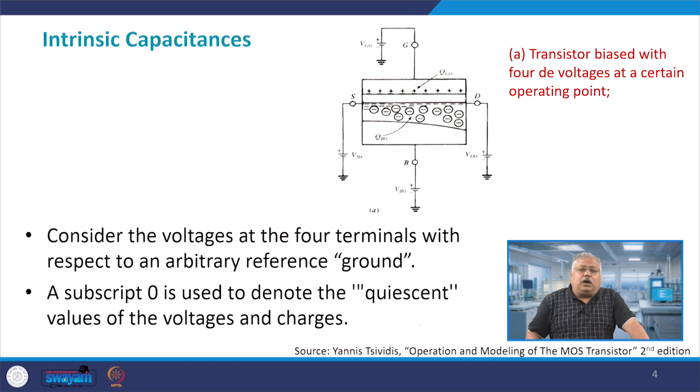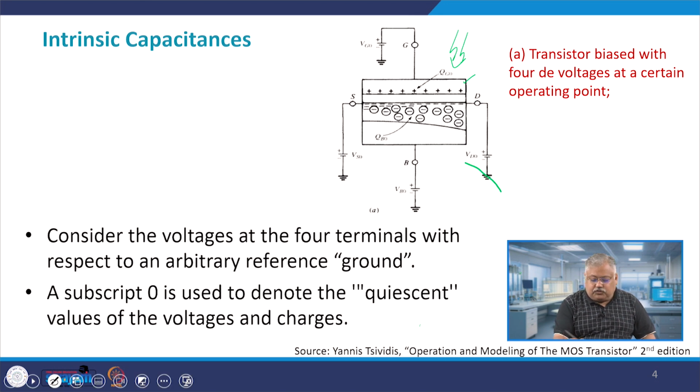So, how do we find out the intrinsic capacitances? We apply a DC bias to the MOS device, assuming it to be a 4 terminal device. If you look very carefully at this figure, there is a gate terminal, the metal gate. I have a drain terminal, a source terminal, and a bulk terminal. Please understand, these are all intrinsic capacitances.